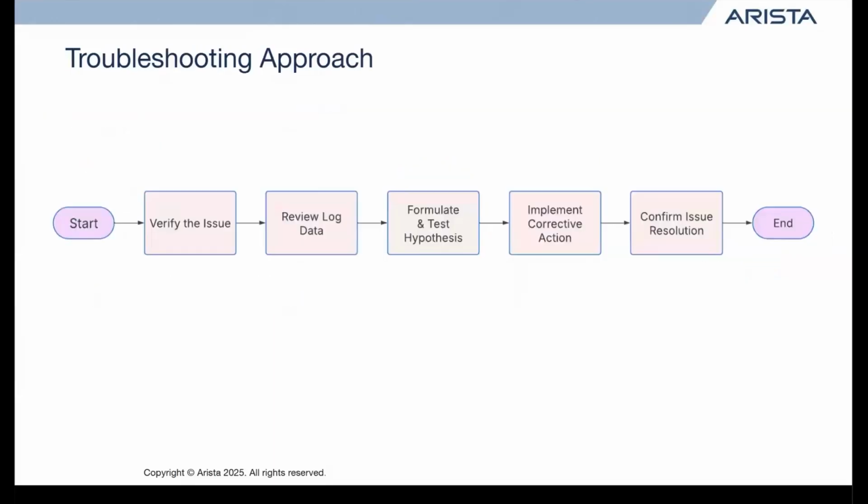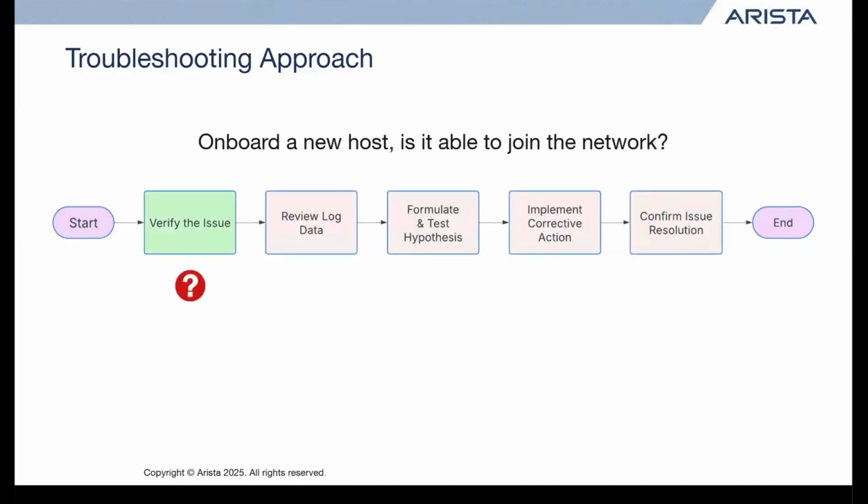Our troubleshooting approach here will be similar to before. We'll start by replicating the issue, then review any relevant log data across the platforms involved, form a conclusion based on our findings, implement corrective action, and finally, confirm that the issue has been resolved. Let's try onboarding a new host to see if they're able to join the network.